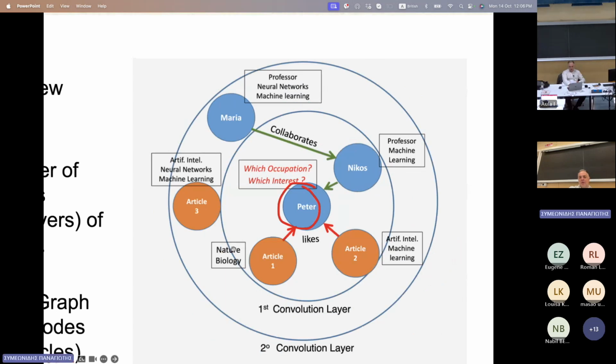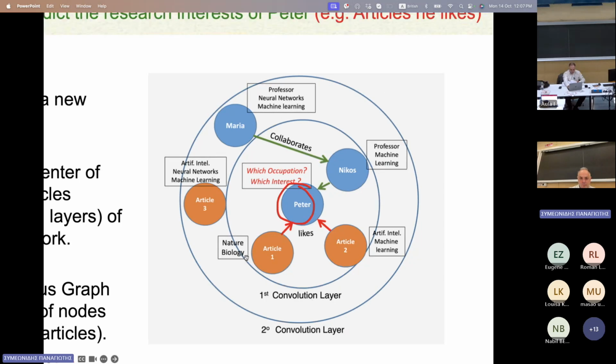So there are also other features of the nodes. The first, the nature, is the title of the journal. Biology is the scientific domain. And okay, as you can see here, based on the 2 articles that he has liked, he should probably be in the machine learning or biology domain. Okay.